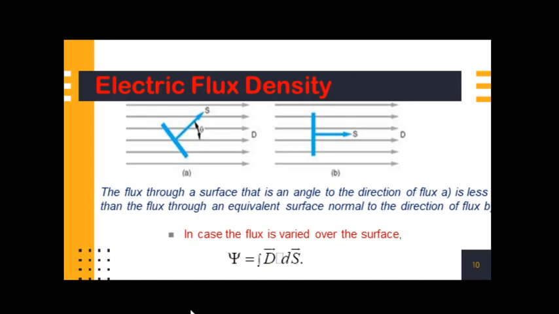In case the flux is varied over the surface, we get psi is equal to the integral of D dot dS, or we know that Q is equal to the integral of D dot dS.